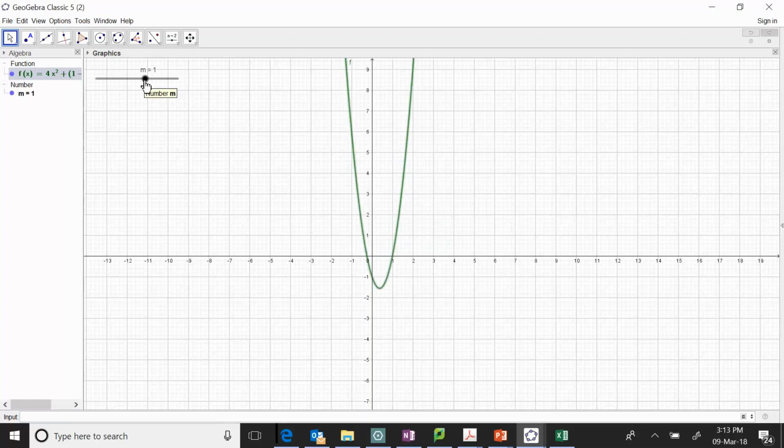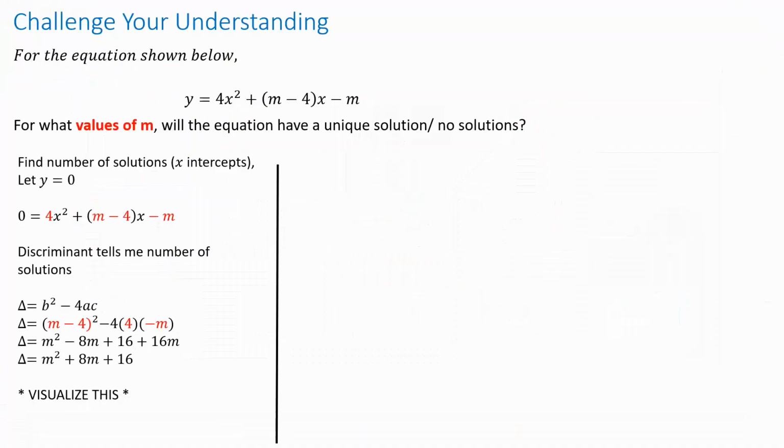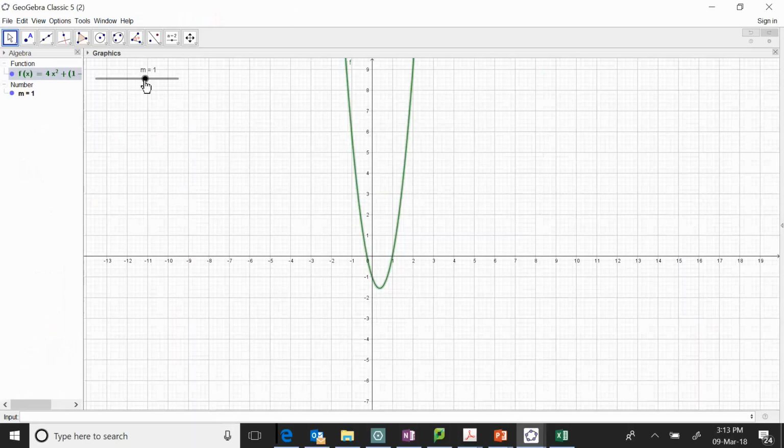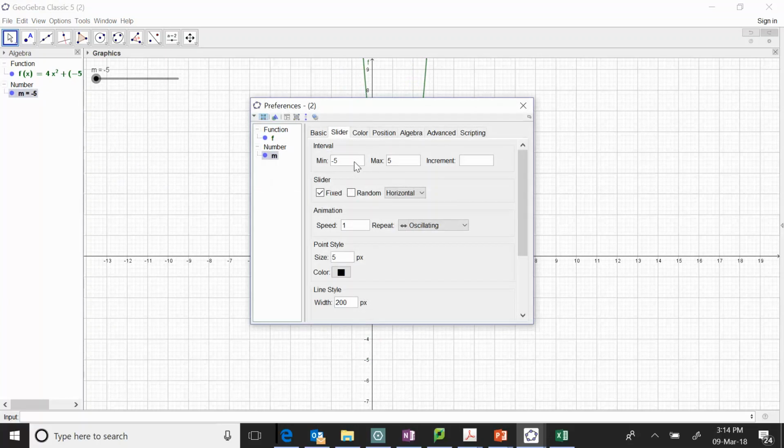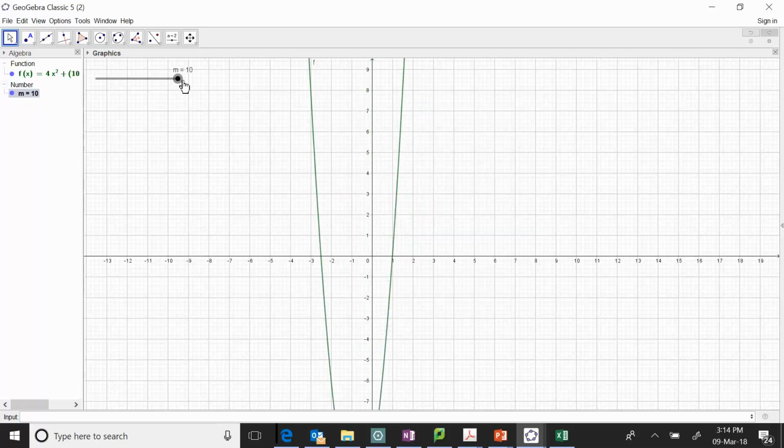If I change m, remember we just said it doesn't matter if it's bigger than -4 or less than -4, you should get 2 axis intercepts. And you watch. If I change it to -4, right at -4, you get 1 axis intercept. But watch, as soon as I pass it, I get 2 axis intercepts. All right, here we go, watch. 2 axis, 2 axis. You can never get no solutions.